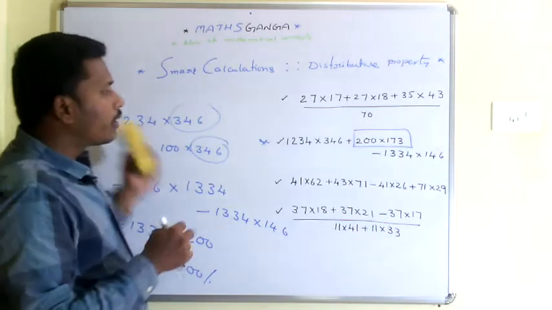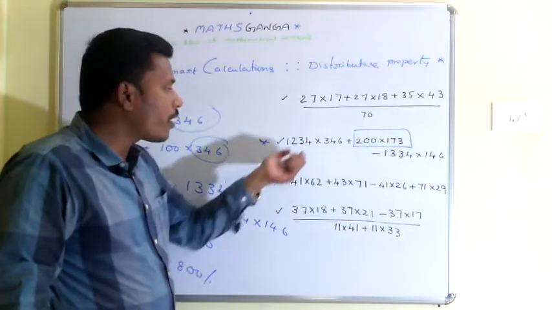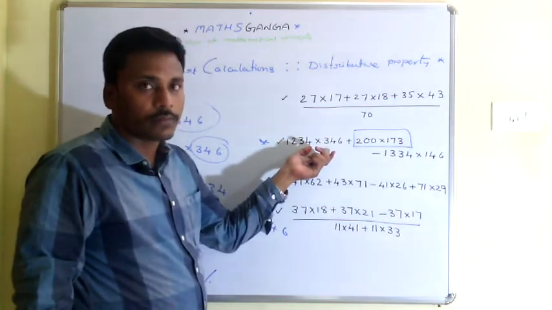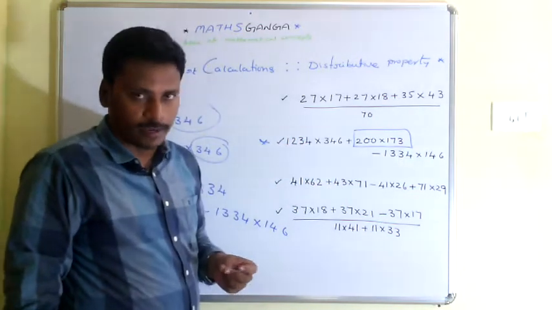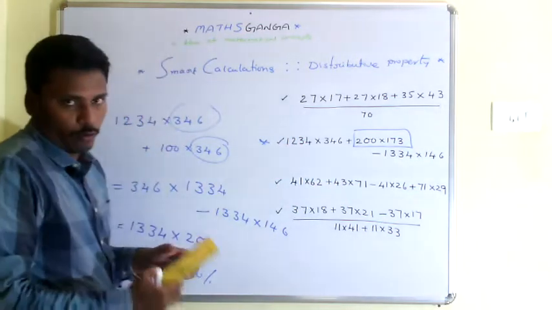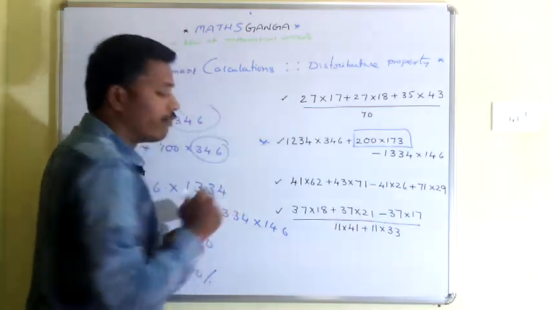See, using the distributive property simplifies our way of calculation for these types of problems. Without using the distributive property, it will consume most of our time. So this is the second problem. Then I will discuss the third one and you have to answer the fourth one.